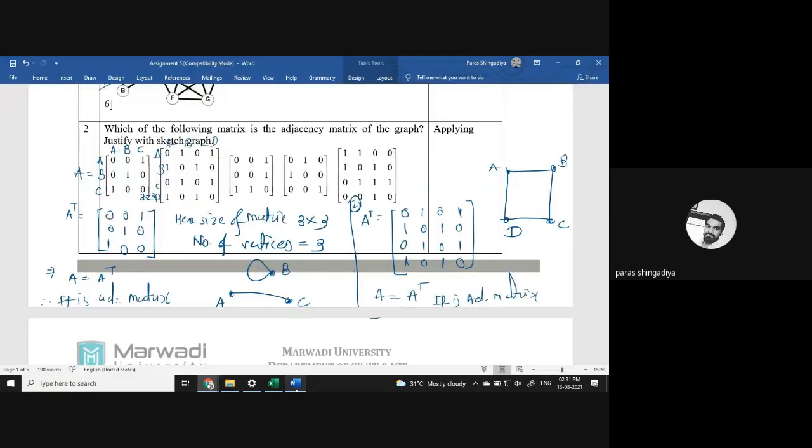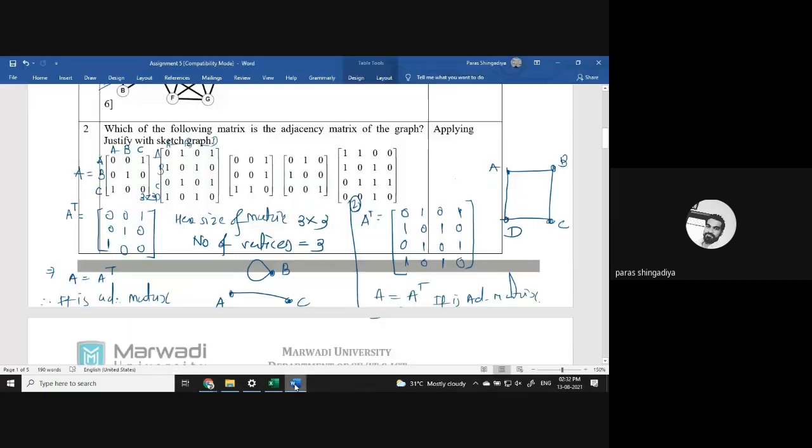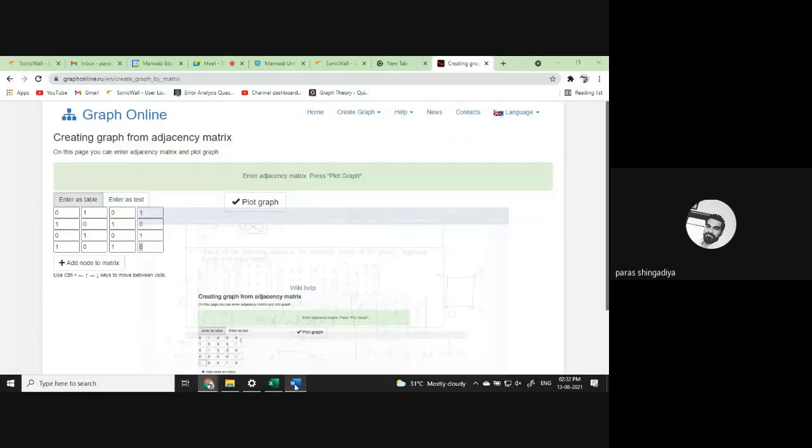So which values are given? That is 0, 1, 0, 1. Okay. So you just enter all the values here. Then the second row is 1 0 1 0. Okay. The third row is 0 1 0 1, and the last is 1 0 1 0. Okay, so this is the matrix which is given in the example. That is the data in the second matrix, and now we plot the graph.